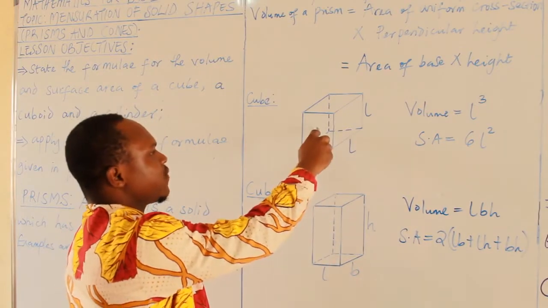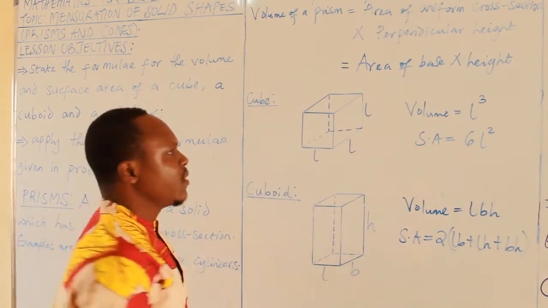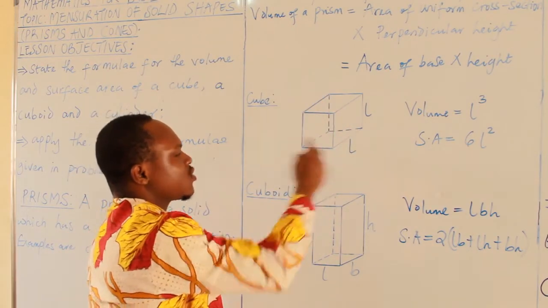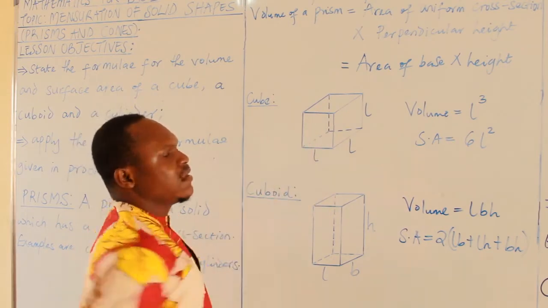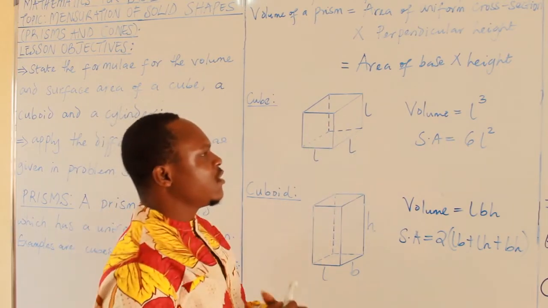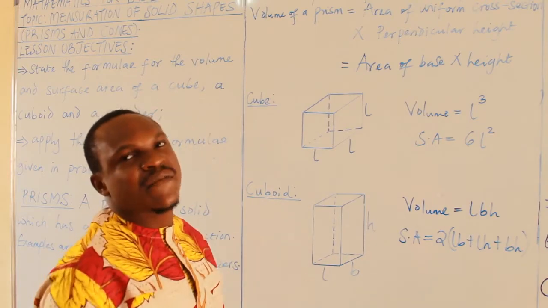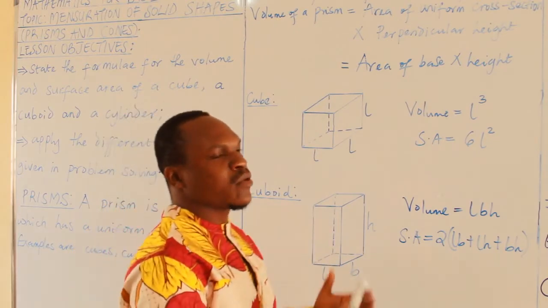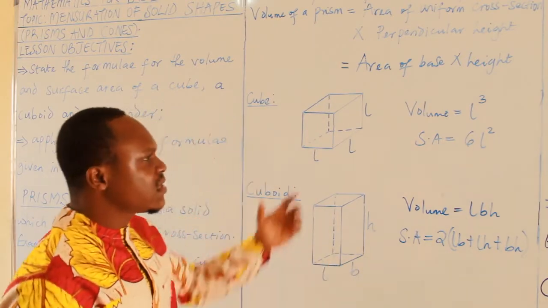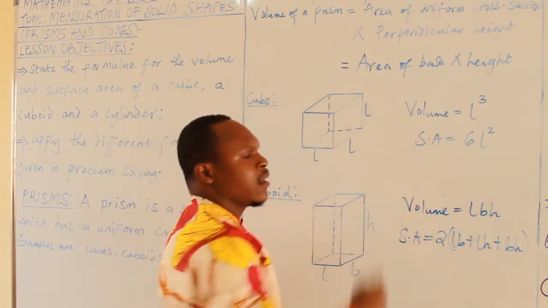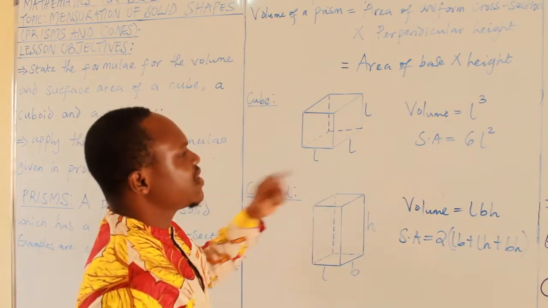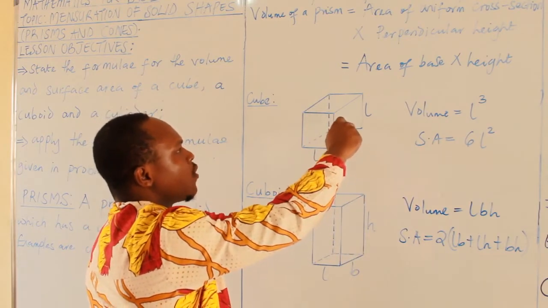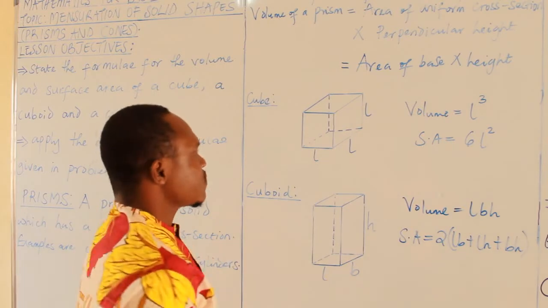So the front face has an area of L squared, the back has an area of L squared, the top, the bottom, the left side, and the right side each have an area of L squared. We add L squared in 6 different places: L squared plus L squared plus L squared plus L squared plus L squared plus L squared gives you 6L squared. That is how we get the surface area of a cube, because we are adding the areas of each of the 6 sides.